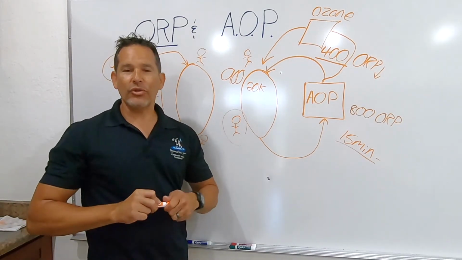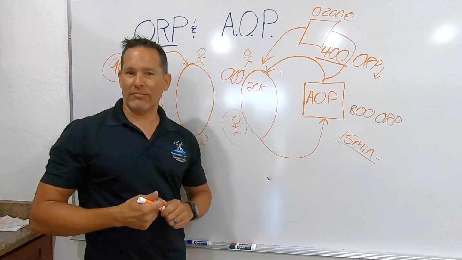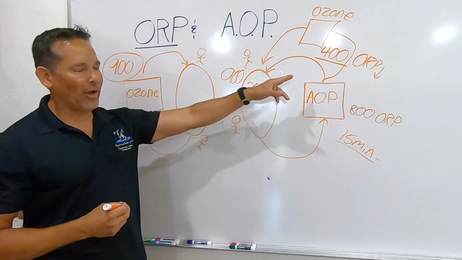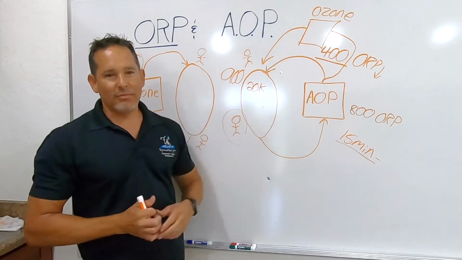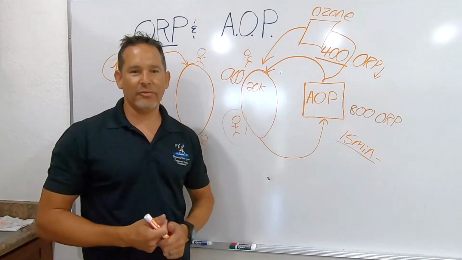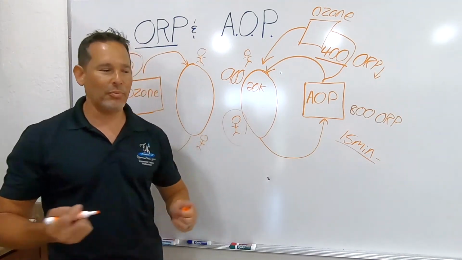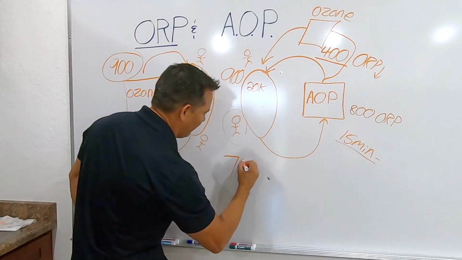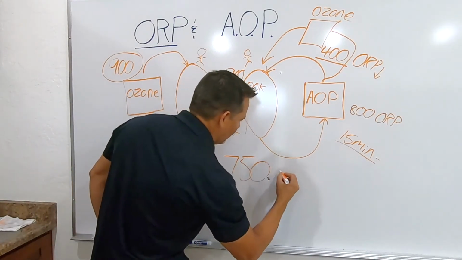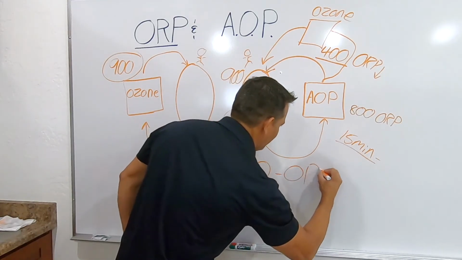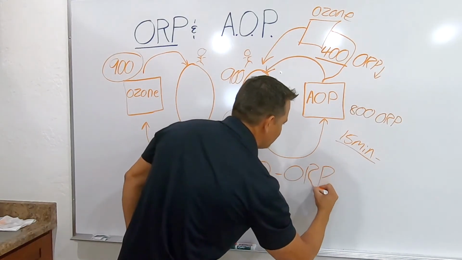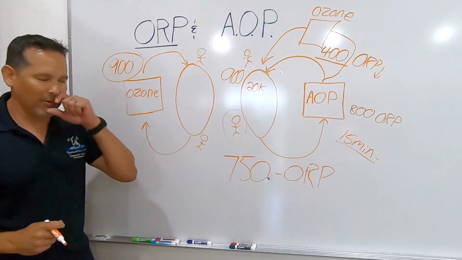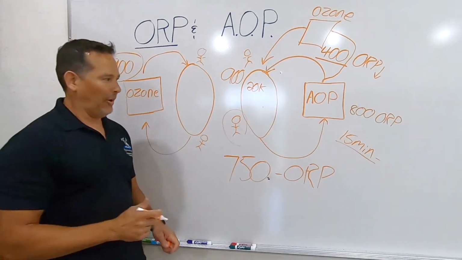Those of you that are actually using chemical controllers of some sort, think about it. If you're trying to maintain 3 parts per million in your body of water, 2 parts, doesn't really matter. Let's just say it's 750. Okay, that's my ORP number. That's what I'm trying to maintain. 750 ORP. Think about it.